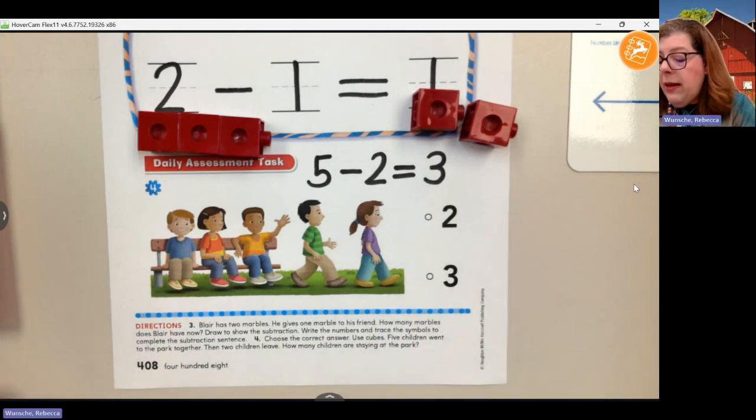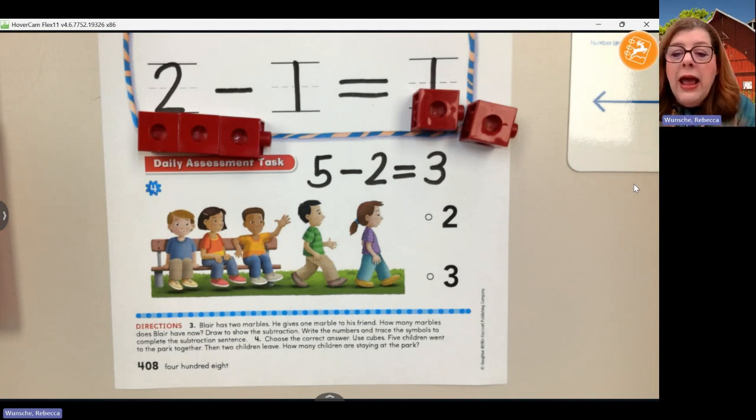When you're joining and separating, it's really important to tie these to real-world situations that students can work out. So if you are working out these problems, be sure you're working them out with your manipulatives, with your whiteboards, and actually acting them out. It's a lot of fun to act out joining and separating problems.